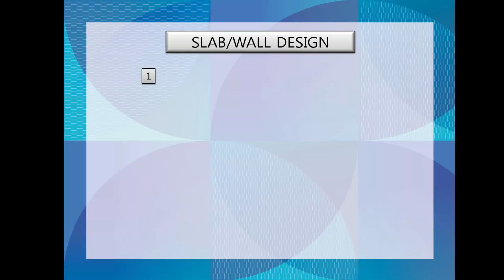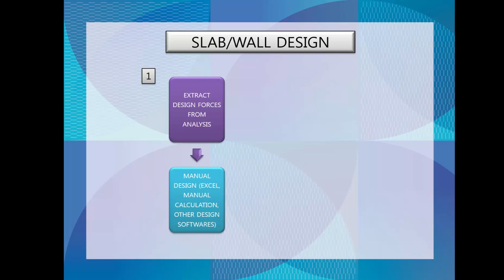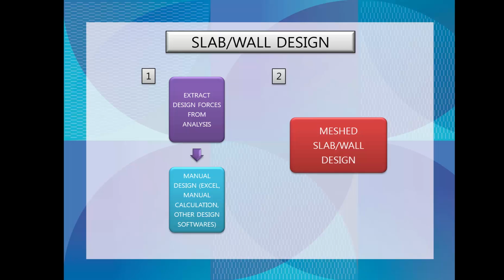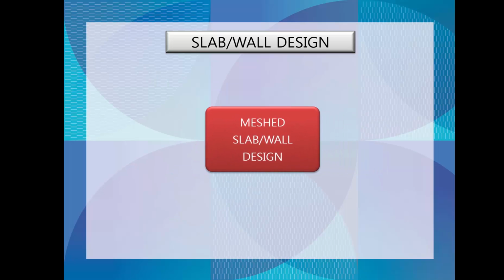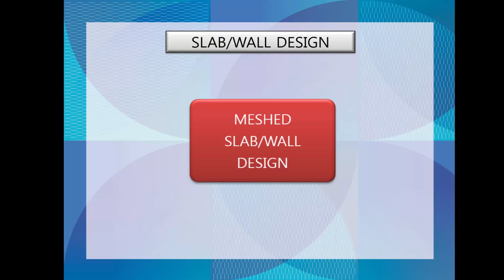In slab wall design, there are two methods that you can do. The first one would be to extract the design forces from analysis. Then after extracting, you can do manual design, either Excel spreadsheets, manual calculations, or other design software. The second one is a mesh slab wall design. This mesh slab wall design is what I used in designing this concrete water tank.